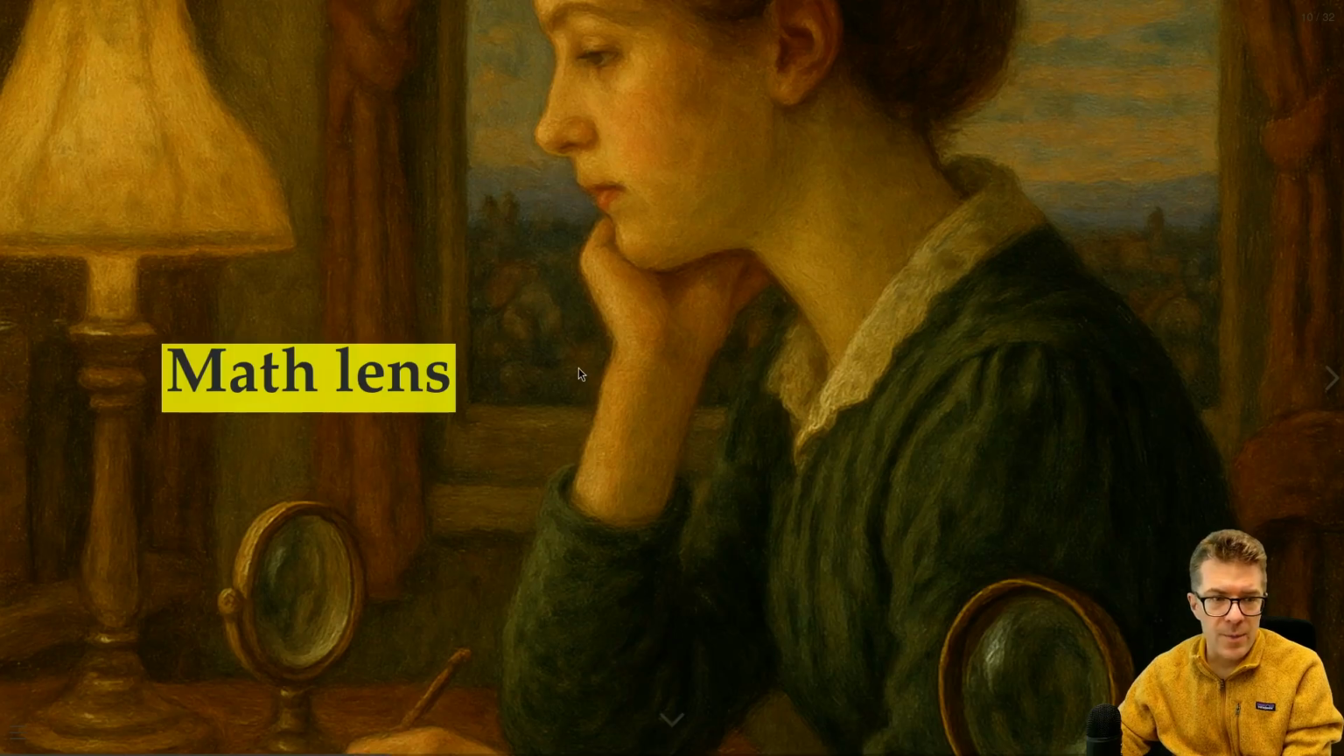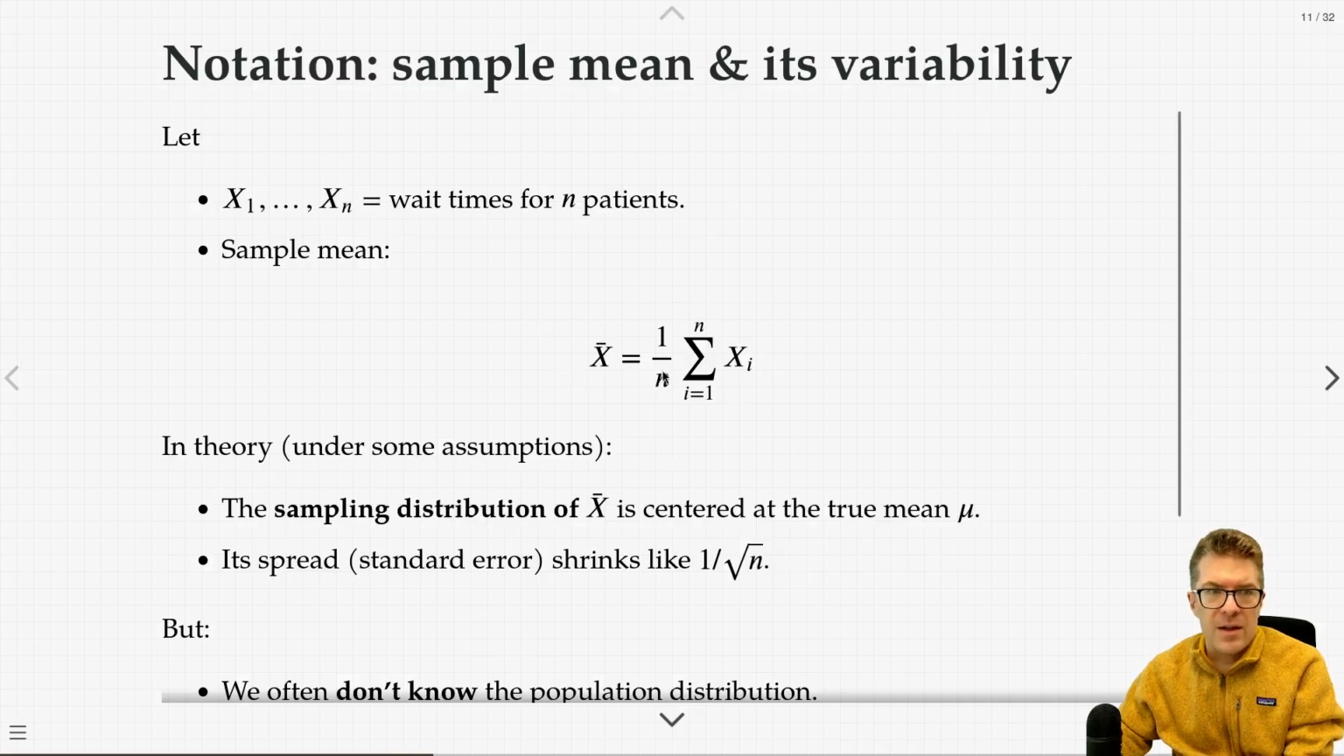So going a little bit deeper now, let's just get our terms straight again. We have now x sub 1 all the way to x sub n. These are the wait times for n patients we have in a large data set. Therefore, our sample mean, x bar, is just the typical equation that defines our average. So we just sum up over all of the wait times and divide by the total number of wait times. That gives us our sample mean.